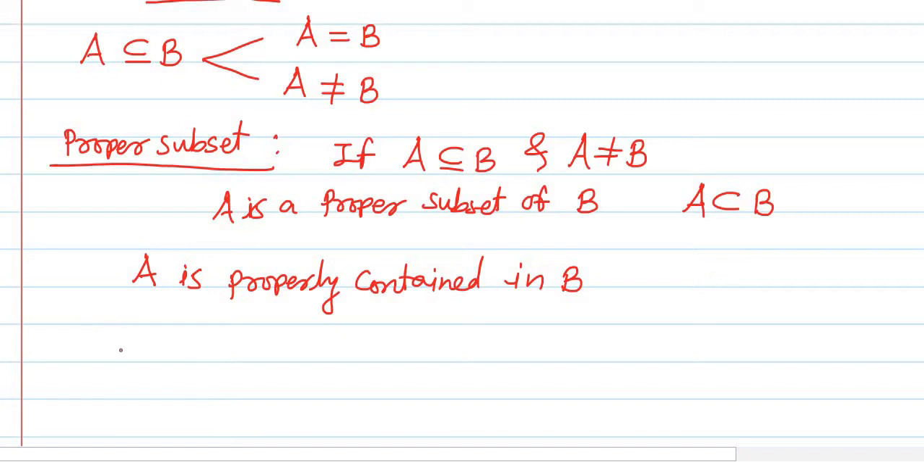Okay, next one. Now it is clear that if A is a subset of B and B is a subset of A, then this implies and is implied by.